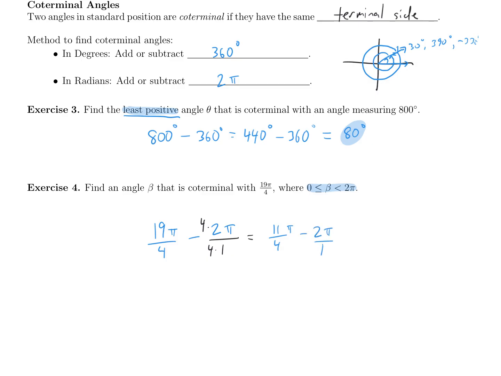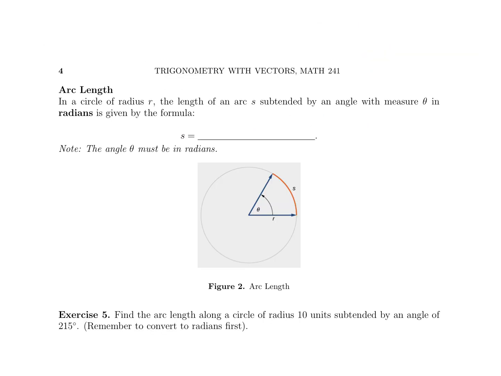All right, once again, common denominator is 4, so multiply top and bottom of this fraction by 4. And that's going to give us 11 pi minus 8 pi, which is 3/4 pi. 3/4 pi is less than 2 pi, so that is going to do it. That angle is coterminal to 19/4 pi. Okay, let's move on to the next page.